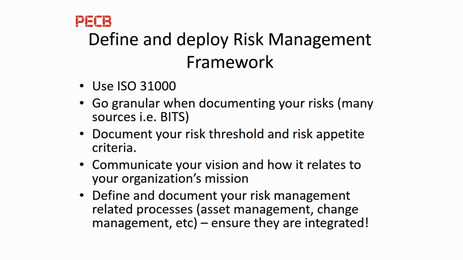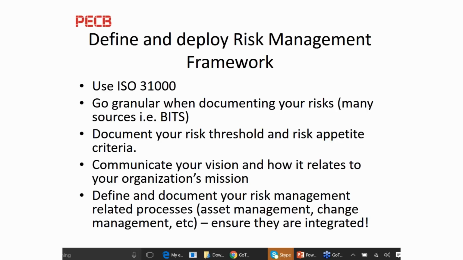We will have to communicate why it is everybody's risk. We have to communicate our vision and how our vision matches our organization's mission, or how it helps our organization's mission. We'll have to document the entire process, not just the risk management processes, but upstream and downstream processes. And we will have to make sure that they are integrated, that there is a synergy between them. Without that synergy, those processes are what we call broken processes, processes that work independently, but they don't help each other.